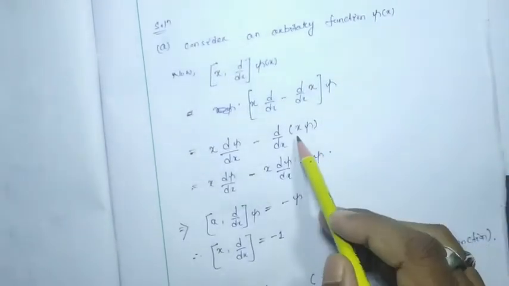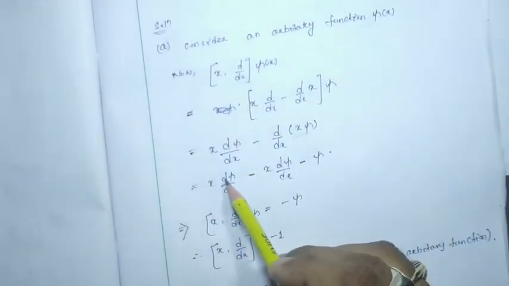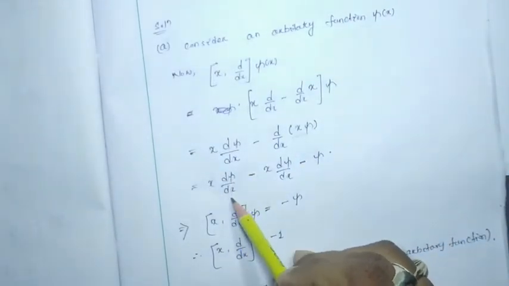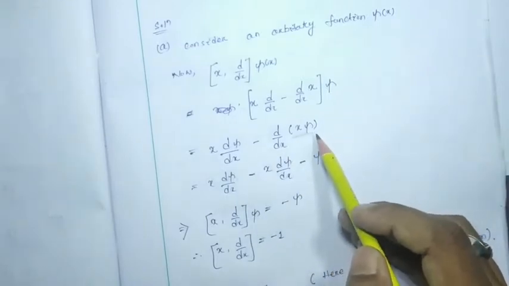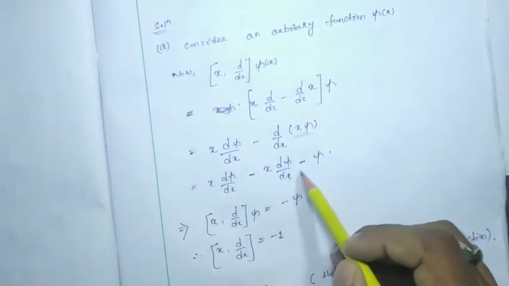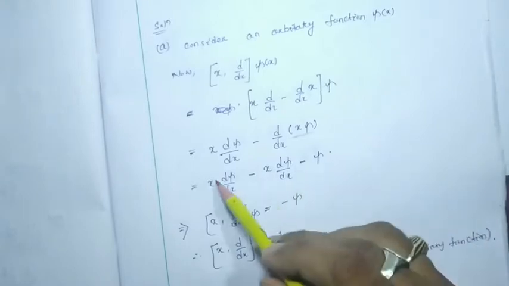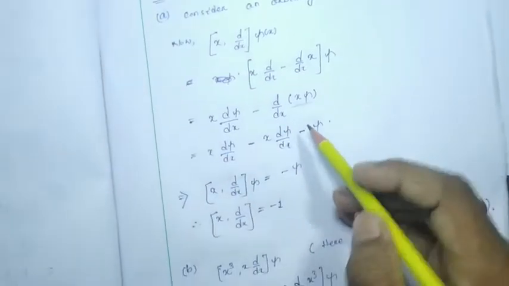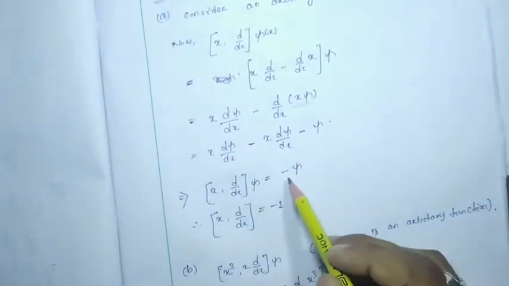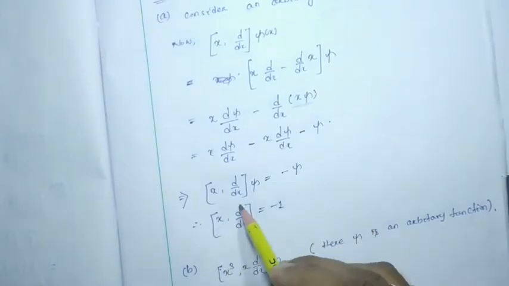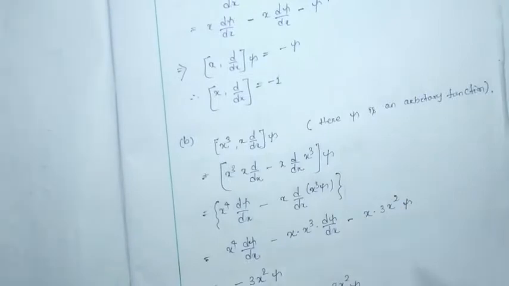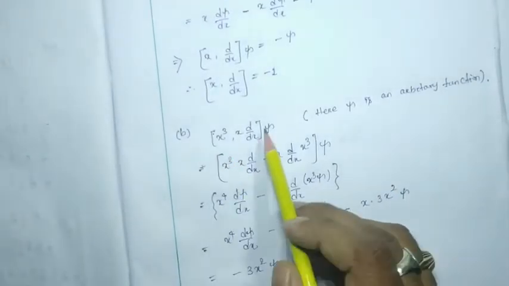So here x d psi/dx. Here you can use the product rule. It will be x d psi/dx minus psi. So this term is going to be cancelled out. So x d/dx psi commutator will be equal to minus psi. Hence the commutator [x, d/dx] will be equal to -1. Similarly, we are going to prove this one.